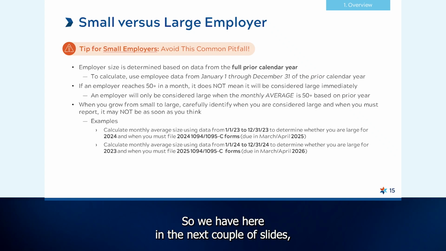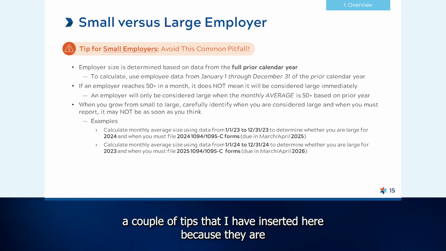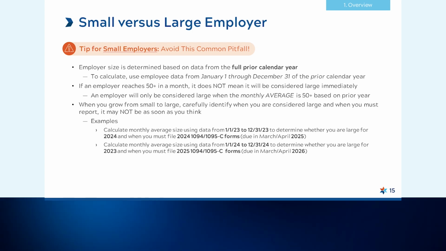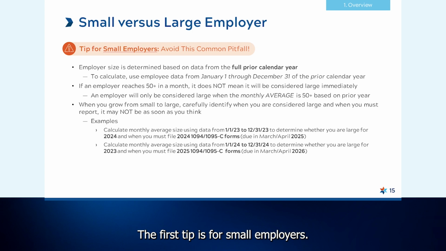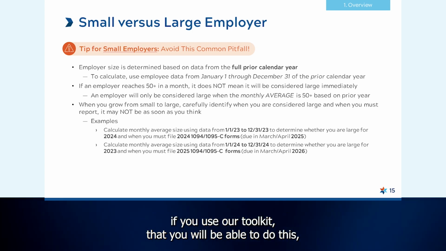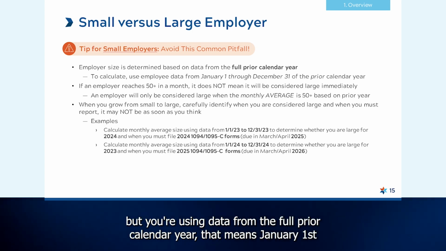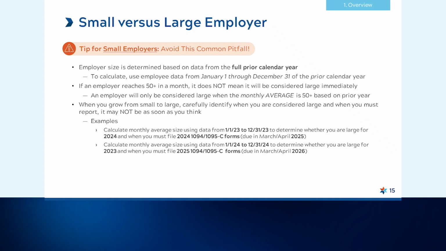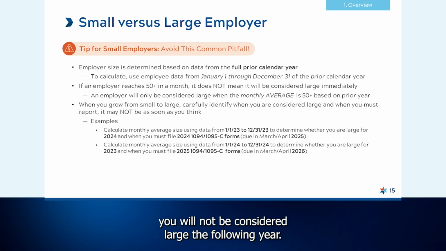So we have here in the next couple of slides a couple of tips that I have inserted because they are common issues, common questions, or common problems. The first tip is for small employers, and that is to make sure that when you are calculating, and if you use our toolkit, you will be able to do this, that you are using data from the full prior calendar year. That means January 1st through December 31st of the prior year. And based on that prior average, you will not be considered large the following year.